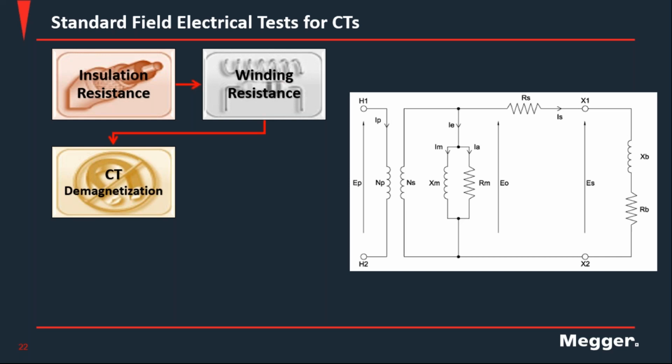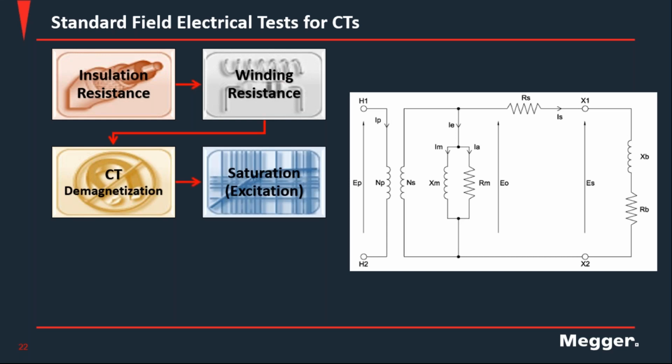And this doesn't give you an actual result that you can use for the performance assessment, but it can be measured. You can measure the remanence, and it can be indicated in the report that the CT or the VT was demagnetized and it's in proper condition. It's demagnetizing properly.